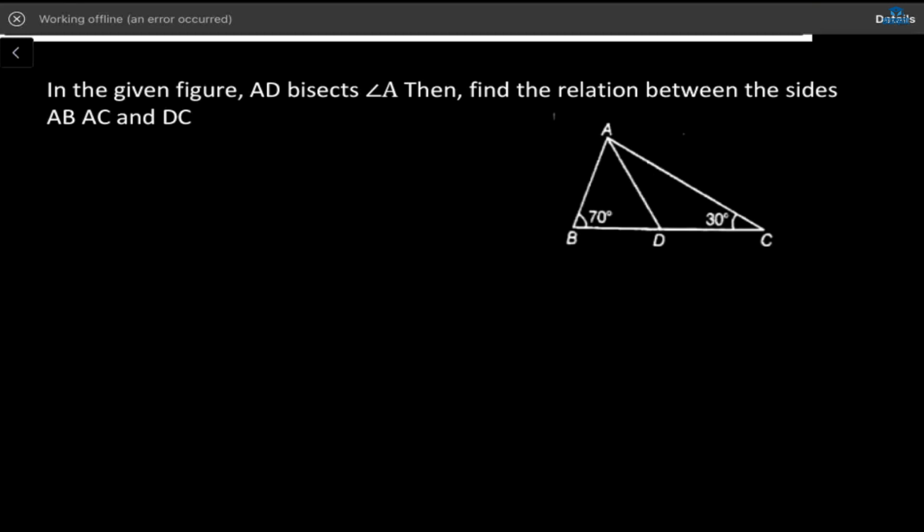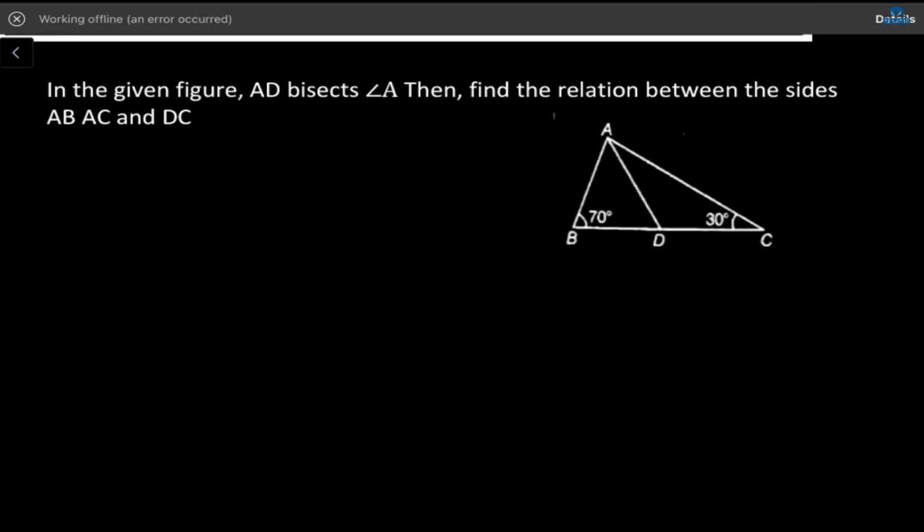Ma'am, it will be AB equal to AC equal to DC. How can you say that AB is equal to AC, Sudhan? When the angles are equal, directly you cannot say that. If both the angles would be 70, then you can say AB is equal to AC. But clearly here, you have the values mentioned: one is 70, one is 30. I can say that AB is less than AD, AD is greater than AB because 70 is bigger than 30. So the side opposite to the larger angle will be larger.